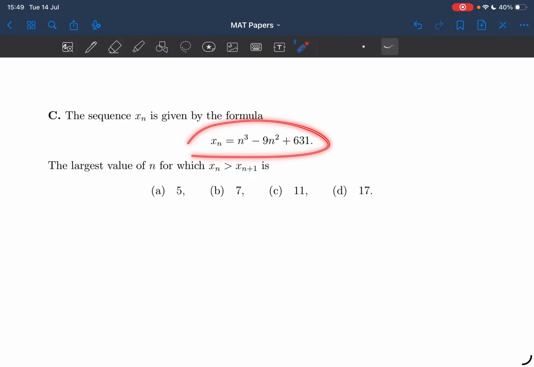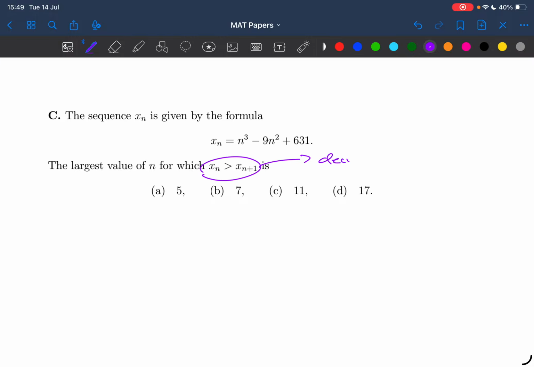Question C then. So here we have some sequence. What's the largest value for which this is true? So this means basically the next term is smaller than this one. So it's the same as it being decreasing, yeah. This is a cubic. I know it's going to be a sequence, so it's just integers, not all the values. But in general, a cubic is going to go up, down, then up again. So if we want to find what's the biggest value for n when it's decreasing, we're really looking for that sort of value down there.